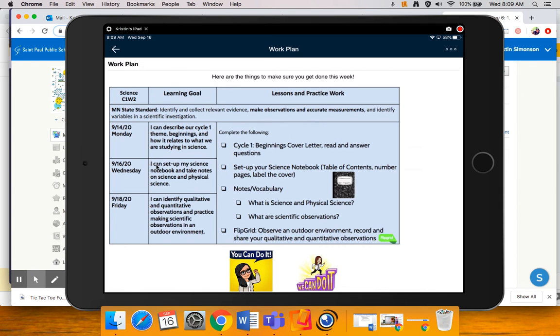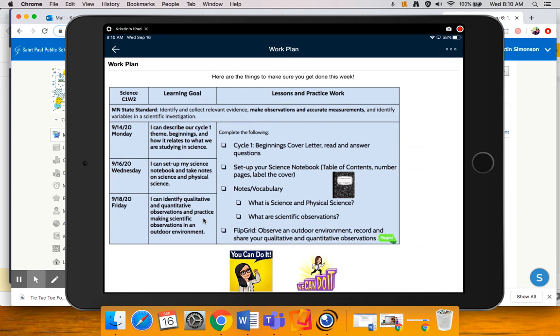Today, our learning goal is to be able to set up our science notebooks and take notes on science and physical science. So we told you last week that you will need a notebook for this class. If you don't have a notebook, during instrument pickup on Thursday between 9 and 6, there will be a bin of notebooks. You can stop by Parkway and pick one up. This assignment is not due until the end of Friday. So if you don't have a notebook today, see if you can stop by school tomorrow and get one, or go pick one up on your own.